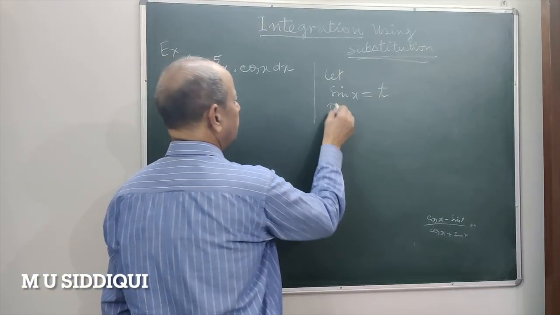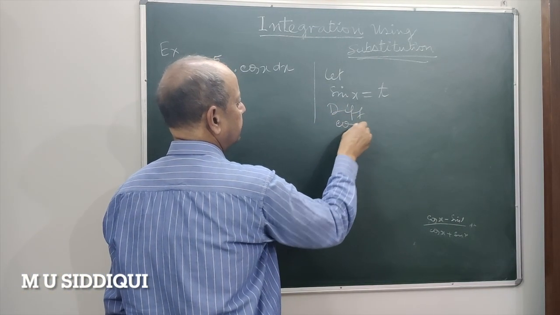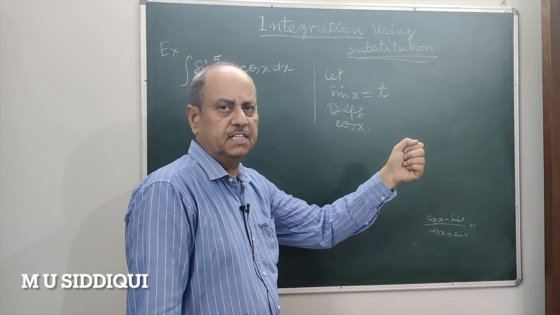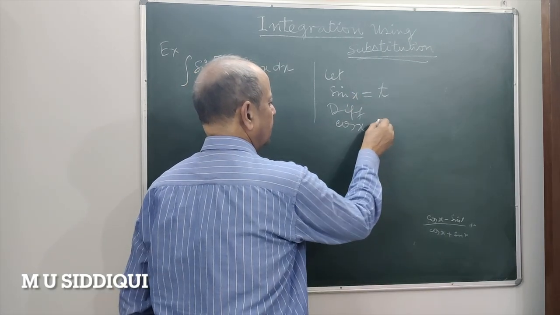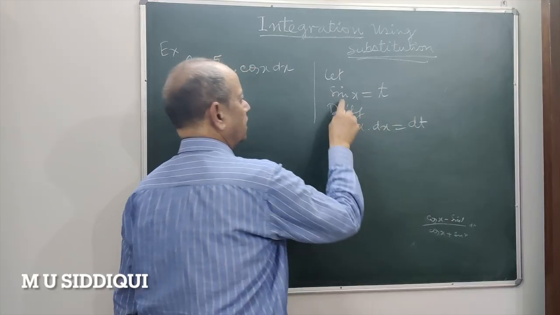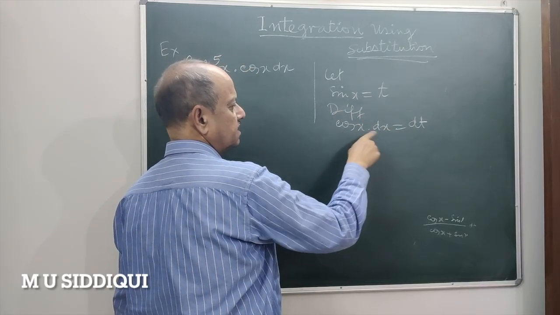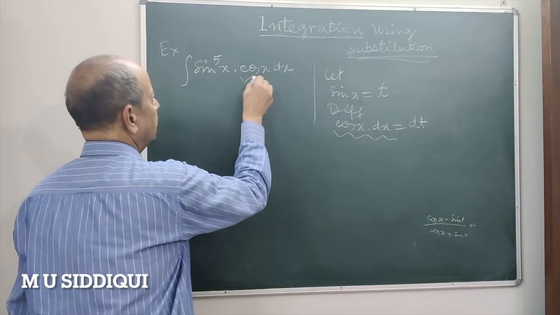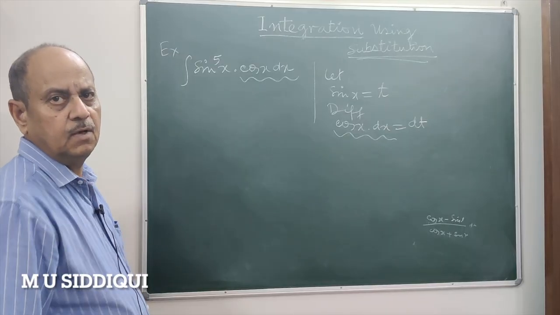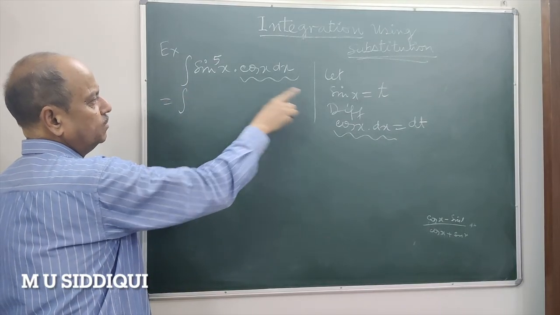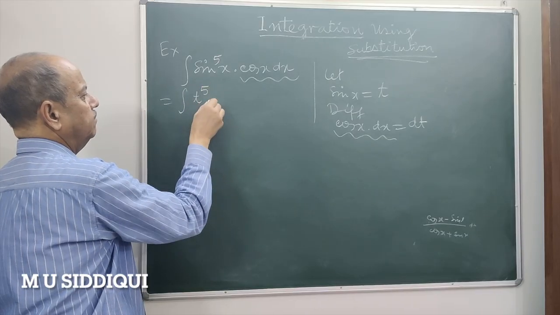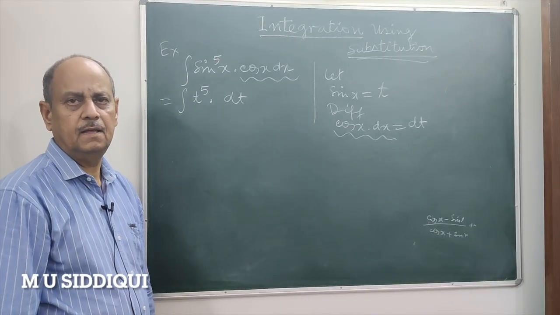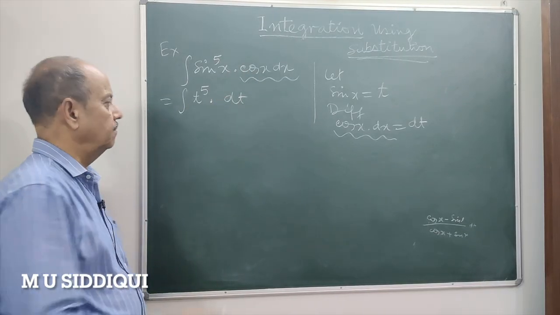If you differentiate that, when you differentiate sin x, it will become cos x, and if you differentiate t, it will become dt by dx, and that dx can be written this side. So we say, differentiation of sin x is cos x dx equal to dt. Then you will see that this part is present here, and sin x is to be replaced by t, this is t to the power 5, cos x dx completely replaced by dt, and now this expression has been simplified to this simple form.